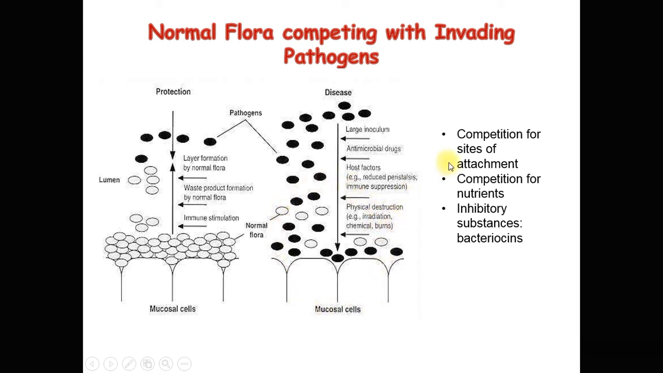In addition to this, the pathogens face competition for the site of attachment if NMF is present. NMF also gives competition for the nutrient. If NMF is present, the pathogens trying to cause an infection will get less nutrient. NMF also produces inhibitory substances, bacteriocins. An example is the colicins produced by E. coli in the intestine.